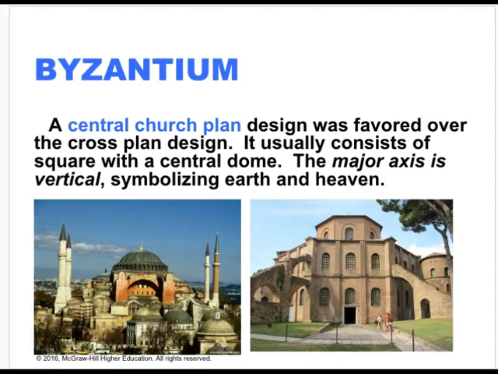So hopefully you can get the idea of that. You're losing the cross plan. You're losing the long nave down the middle with the apse at the end. Do you see how it's different now? It's like a rounder open space in the middle is the majority of the building.